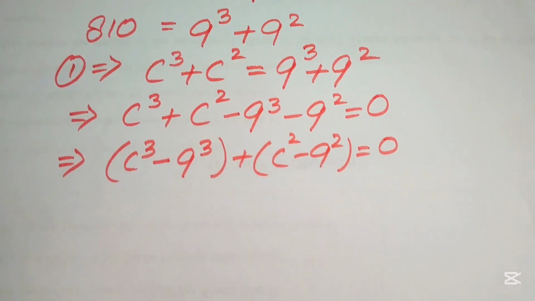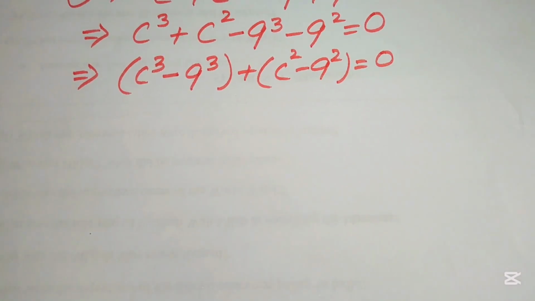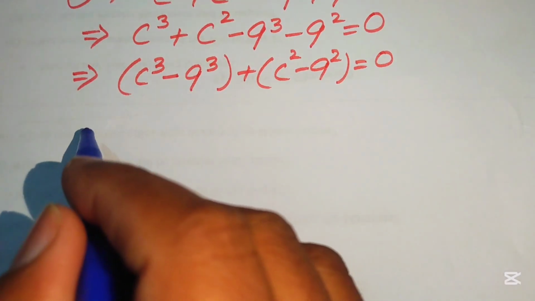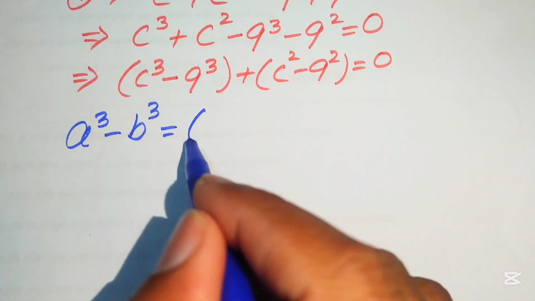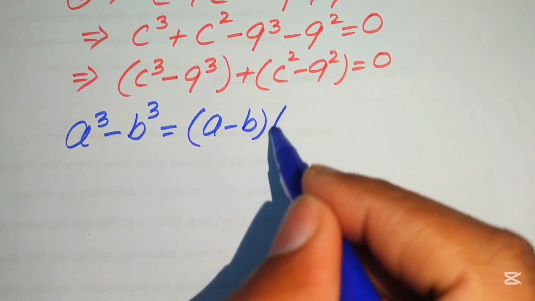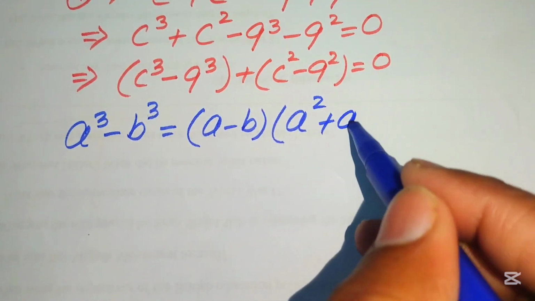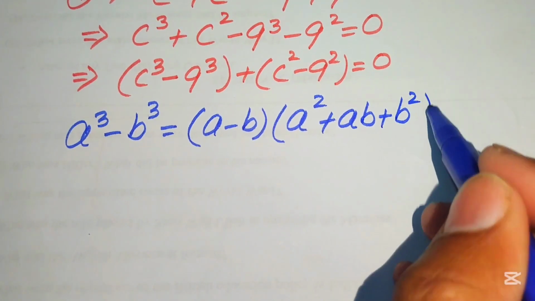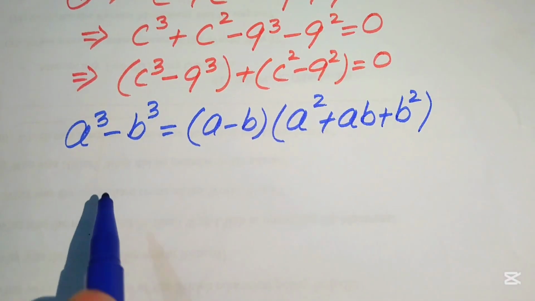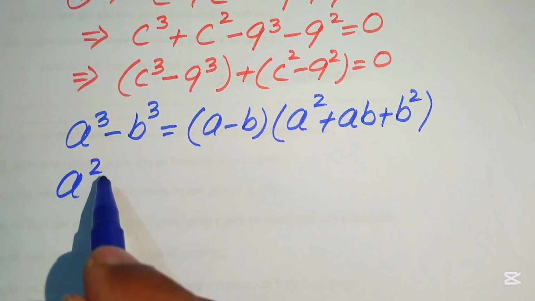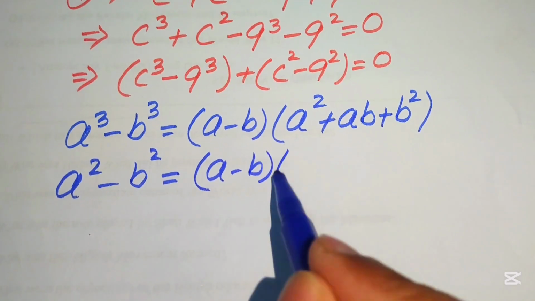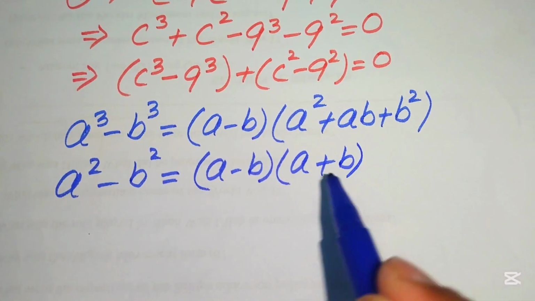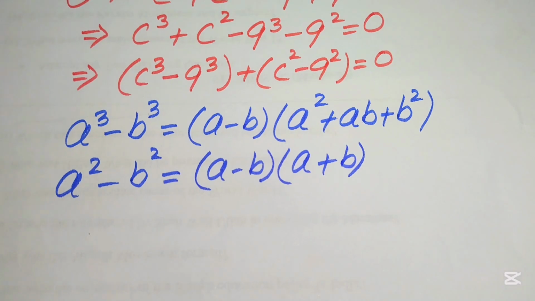Further, we need two nice formulas in order to proceed with this equation. First, the cubic formula: if you have a cubed minus b cubed, it is equal to a minus b times a square plus ab plus b square. This is the first cubic formula. After that we need the square identity: if you have a square minus b square, it is equal to a minus b times a plus b.